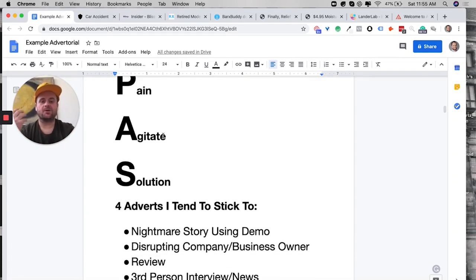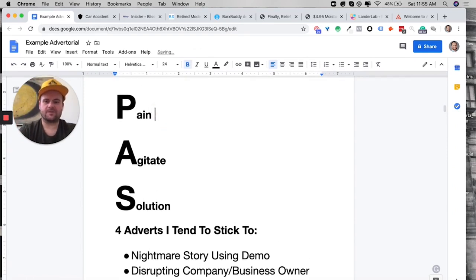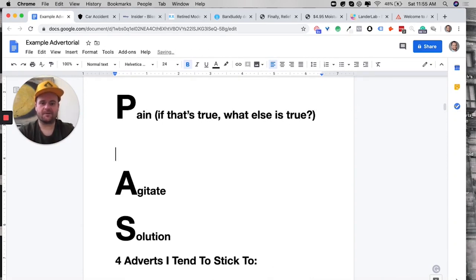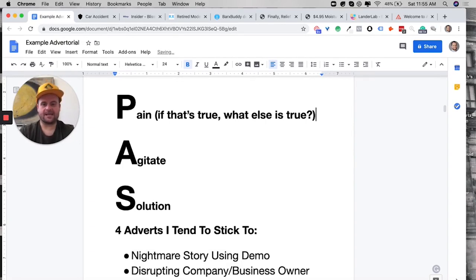What does that mean? Here's how I see it: when it comes to pain, think of it this way. If that's true, what else is true? Because that connects immediately down to the next step, the agitation, which answers: if that's true, what else is true? So if you have pain, let's take for example the demographic of 65 or older, with achy joints, muscle pain, let's say arthritis. That's what I'm going to show you an example of down here. It deals with arthritis.